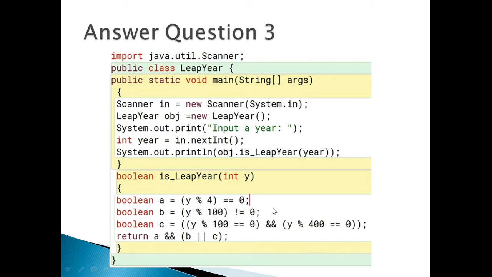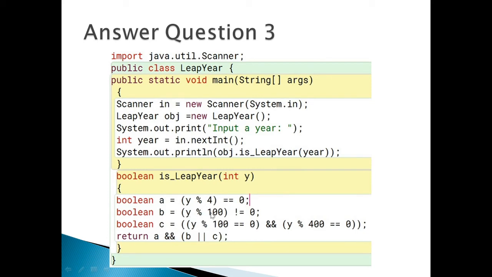But remember, there are also other numbers. There can also be a leap year where y modulo 100 is not equal to 0. When it's not equal to 0, we also count it, because when this part is true, the C part will be false. When B is true, C will always be false because it's the contrary.